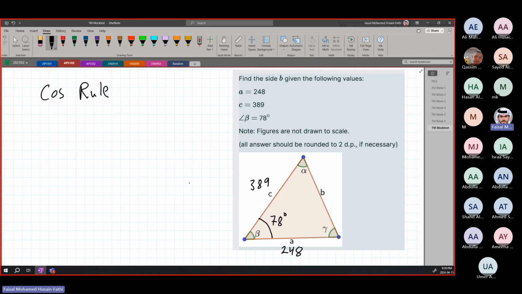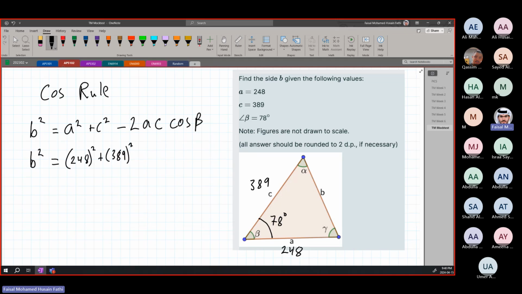All right. What are we using cosine rule for? B, because we are given the angle beta. So B squared is equal to A squared plus C squared minus 2 times A times C cosine beta. All right. We have all the numbers here. So B squared is equal to A squared, which is 248 squared, plus 389 squared, which is C, minus 2 times 248 times 389 times cosine of the angle in between, which is 78 degrees, right?